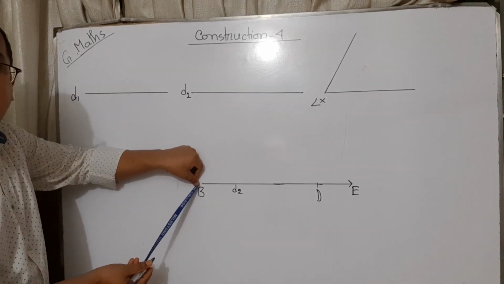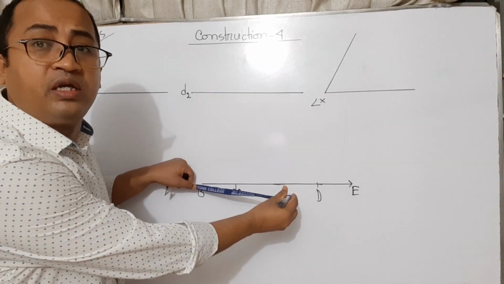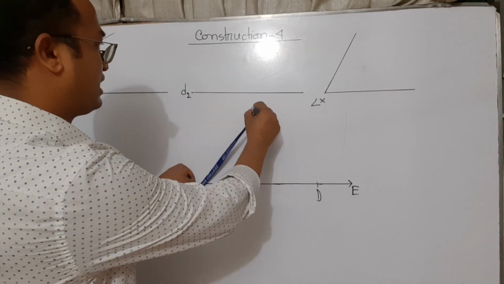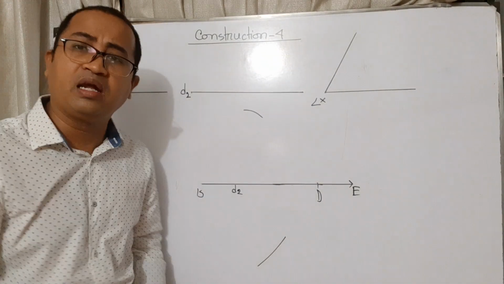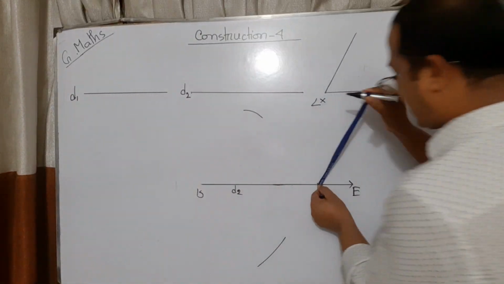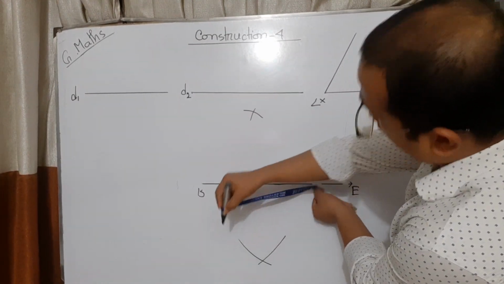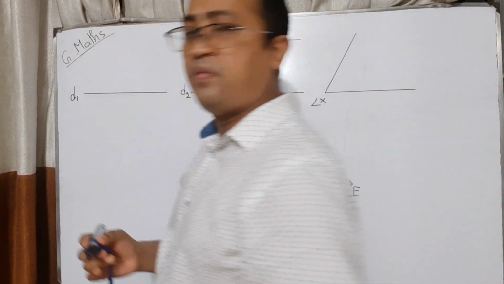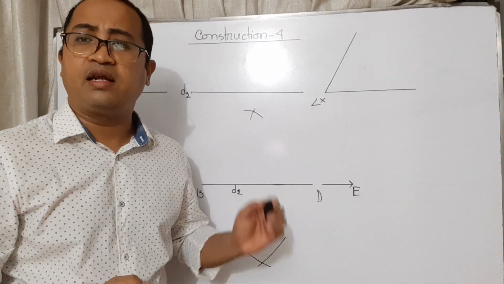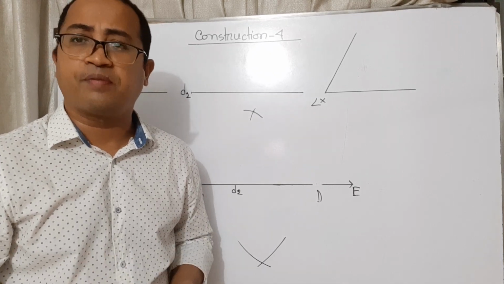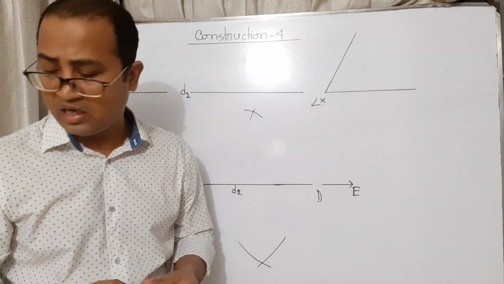With center B, with a radius more than half of BD, we draw two arcs above and below the line BD. Again, with center D, with the same radius, we draw two more arcs. They intersect the previous arcs at two points. You can name the points P and Q, but I didn't write any point there, because when you write the statement, there's no need to mention how you bisect it. You just need to say bisect it. Now join these two points.